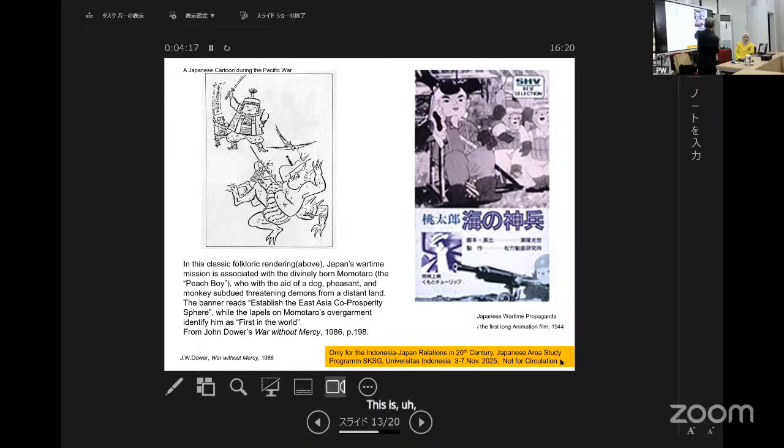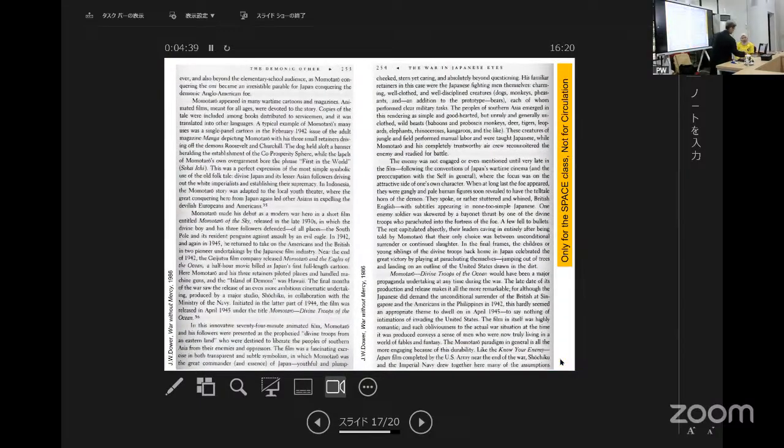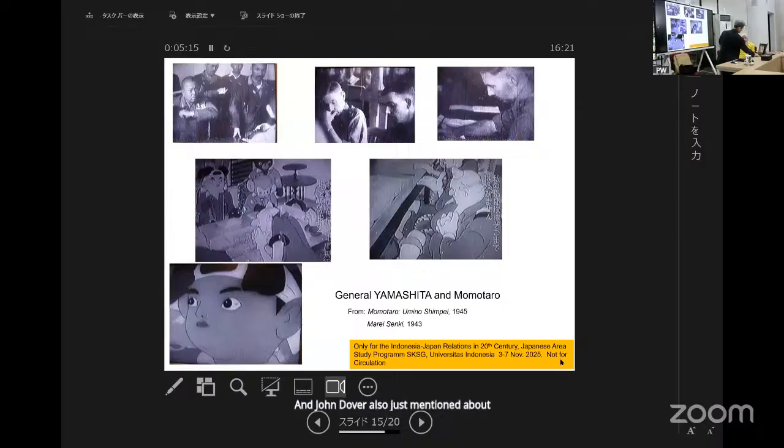In my opinion, John Dower also mentioned these animation films. I want to share parts of a chapter of the book by John Dower. His book is War Without Mercy, published in 1986. And John Dower also mentioned this Momotaro animation.